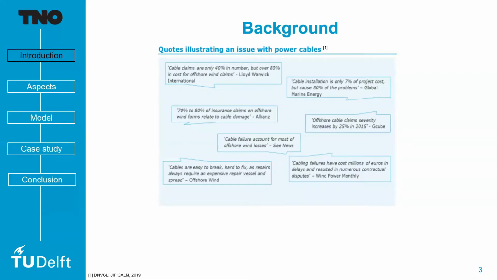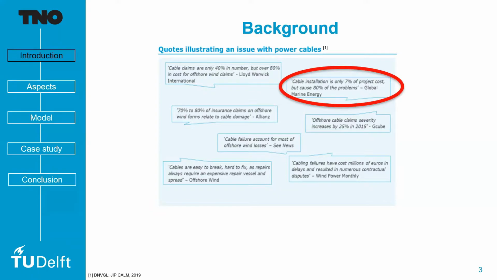Now the thing is that many of these cables are experiencing failures, and it's a very big problem. As you can see, 80% of the cost for offshore wind farm claims from insurances are coming from cable failures, and cable claims are only 40% in number. And this is a big deal because offshore wind farms are very expensive. So cable installation is going to be the main focus of this master thesis, or the main background. Cable installation is only 7% of the project cost, but it causes 80% of the problem.